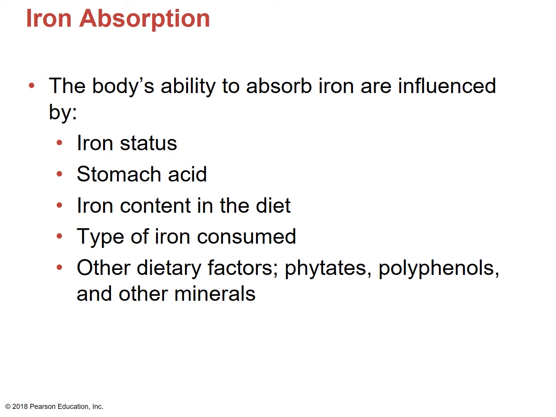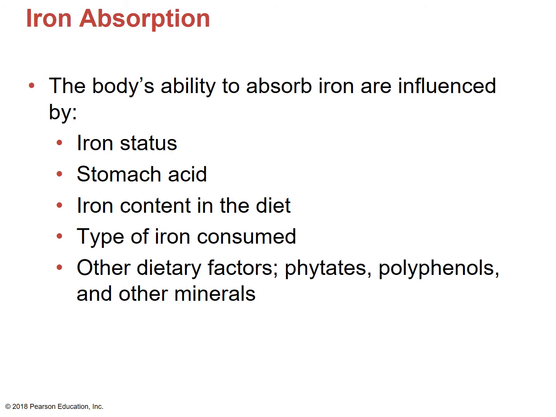The next one is the amount of iron in the diet. People who consume low levels of dietary iron absorb more iron from their foods than people with higher dietary iron intakes. The type of iron in the foods you eat. Foods have two types of iron.